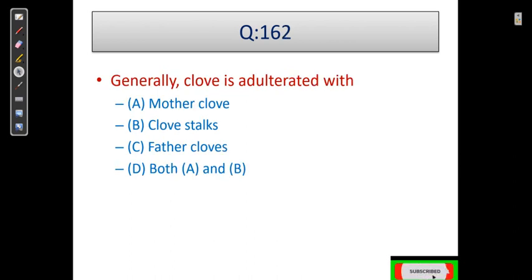Generally, clove is adulterated with mother clove, clove stalks, father clove, both A and B. So the correct answer is both mother clove and clove stalks.